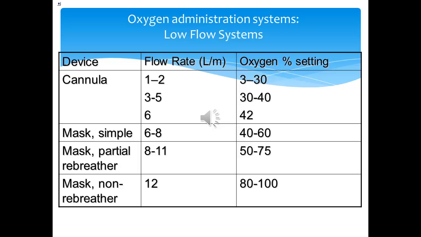the mucous membranes. Your partial rebreather, 50 to 75% FiO2, is going to give you at an 8 to 11 flow rate. And your total non-rebreather should be at a flow rate of 12, and it'll give you from 80 to 100%. And that's the one you want to grab when your patients are in trouble. You don't want to play around with the nasal cannula. You want to go straight for the 100% non-rebreather.